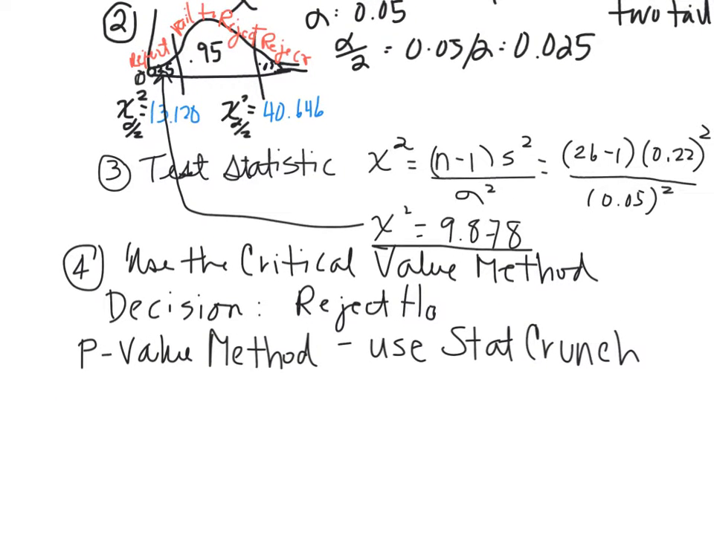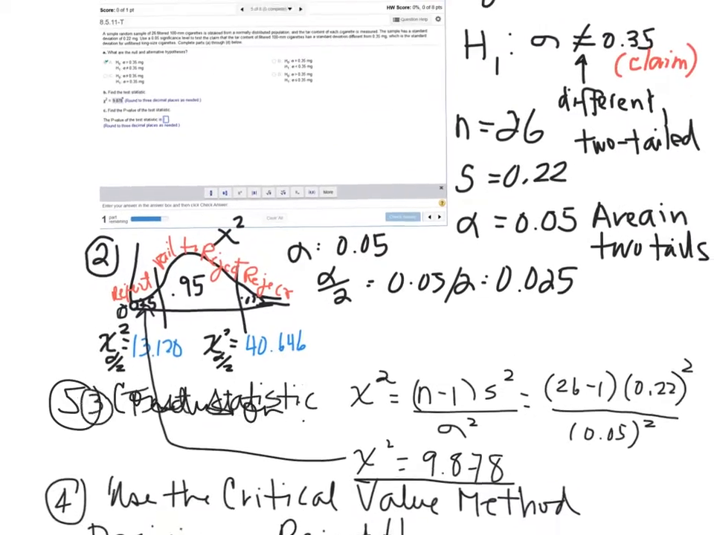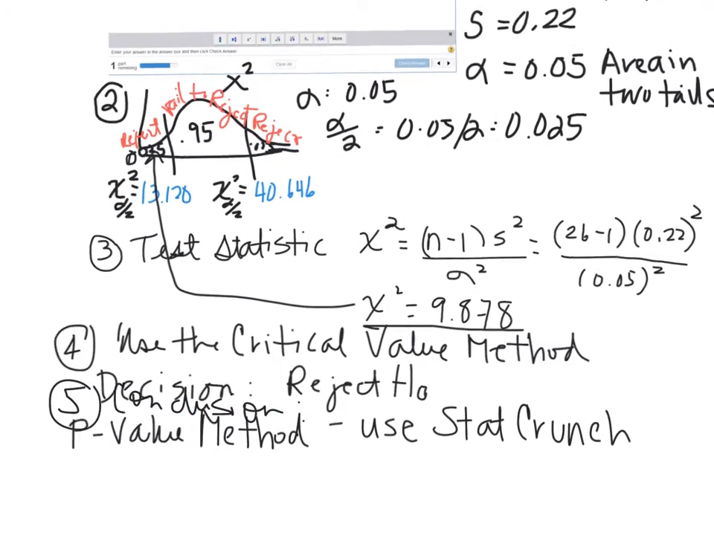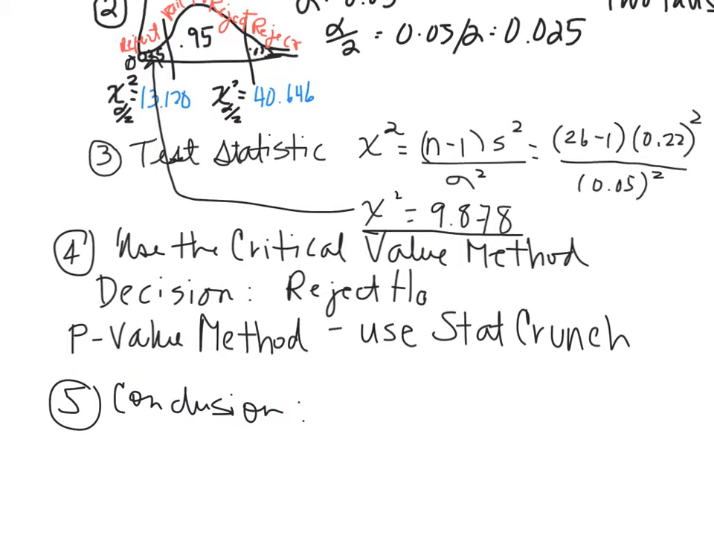So finally, our conclusion is step 5. Before I do step 5, though, I want to move up a little bit in this page because my decision was to reject the null hypothesis. I'm going to cross out the null hypothesis because I'm rejecting it. So what's left? The alternative hypothesis, but more importantly, what's left is the claim. So the conclusion will be all about what the claim is.